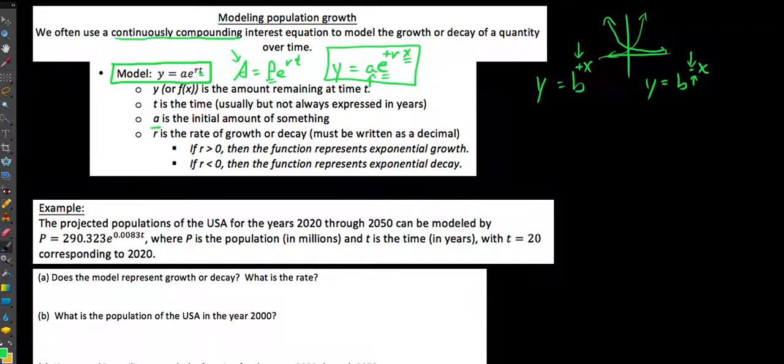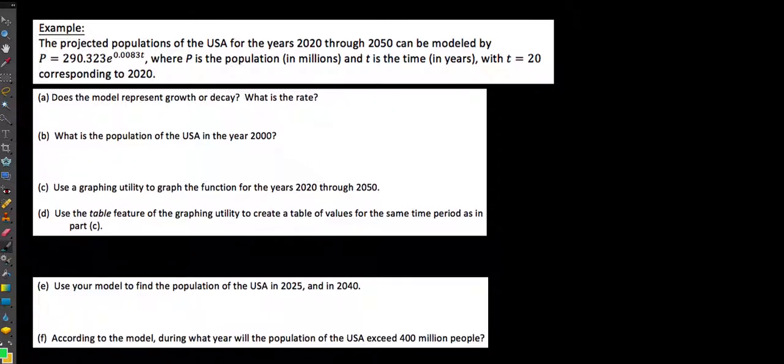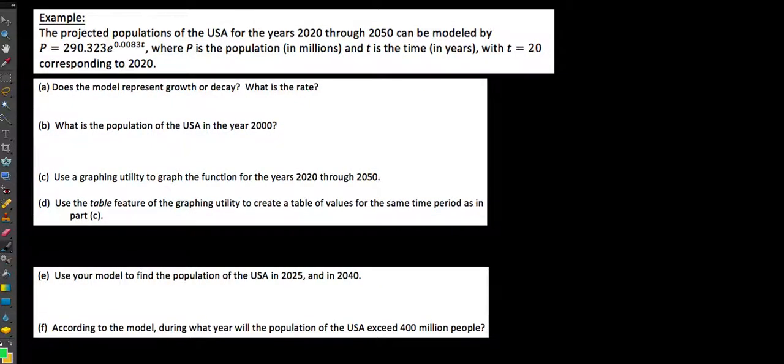Looking at how this model comes into play, this is a really good example of a model being used to represent change in something over time, especially with population. This example reads: the projected population of the USA for the years 2020 through 2050 can be modeled by P, where P is our population in millions, equal to 290.323 e to the 0.0083 t, where t is our time in years.